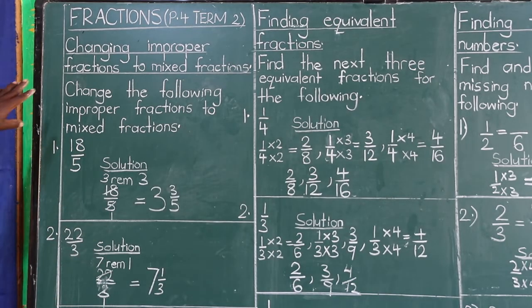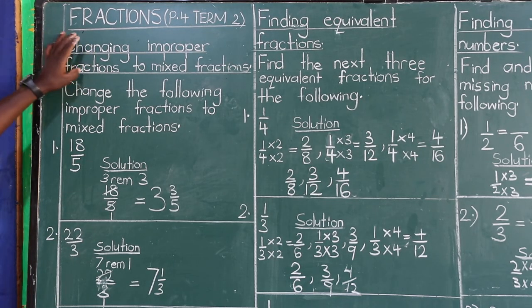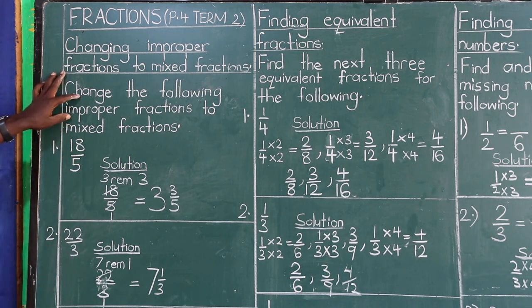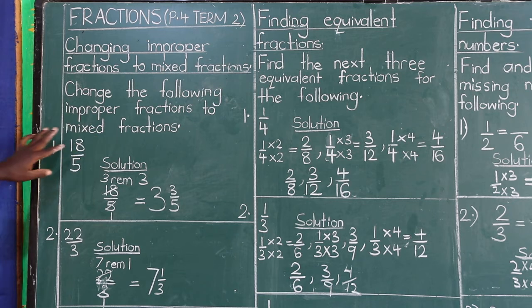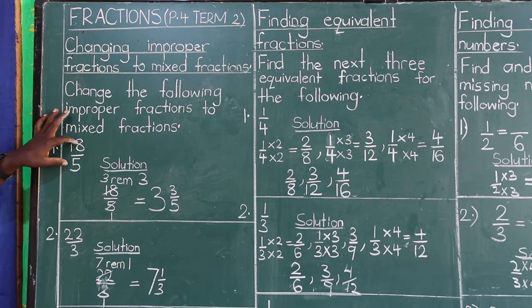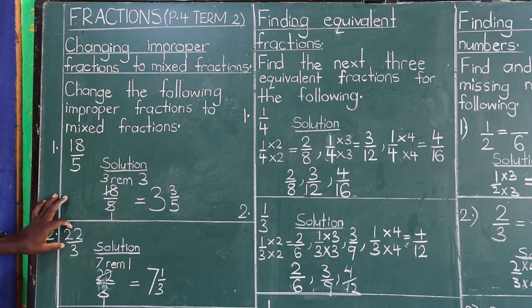So, as I said, we are starting with changing improper fractions to mixed fractions. And now, the examples are here. The instructions say change the following improper fractions to mixed fractions. Remember in the previous lesson, we said an improper fraction is one that has a numerator greater than the denominator, like 18 out of 5, 22 out of 3, and 11 out of 8.